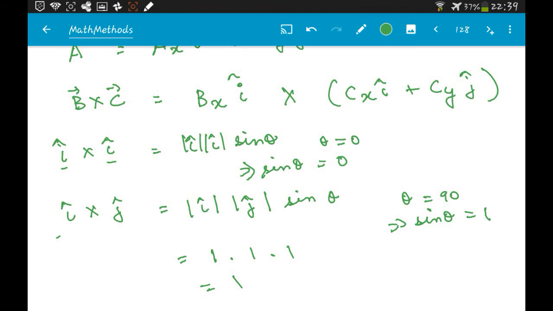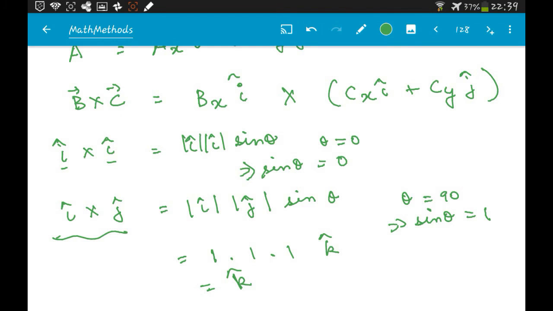But it will give you now this quantity. What is I cross J going to be? It gives you another vector which is perpendicular to the plane that contains I and J. So what is a vector that is perpendicular to the plane of I and J? That is the vector K. So essentially you are going to get vector K.